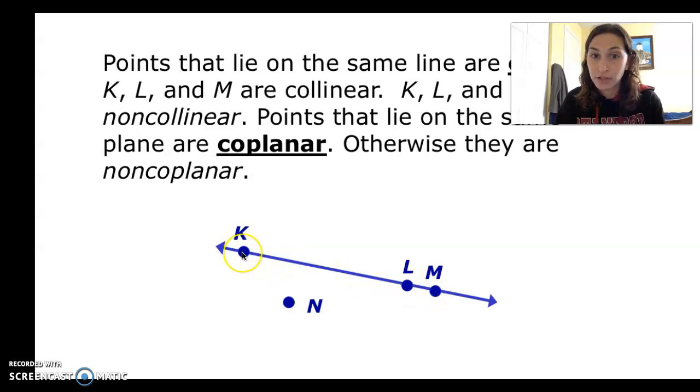You can see there's point K, point L, and point M. Now, points K, L, and N are non-collinear. So you can see here, point N does not lie on that line. Therefore, it is non-collinear. So any points on the same line are known to be collinear.